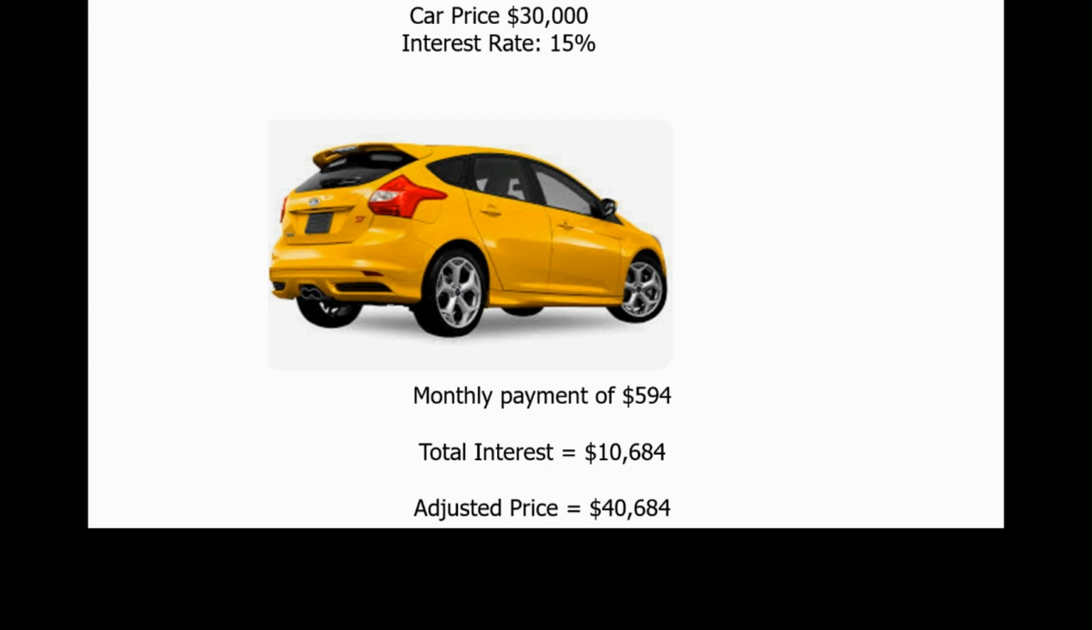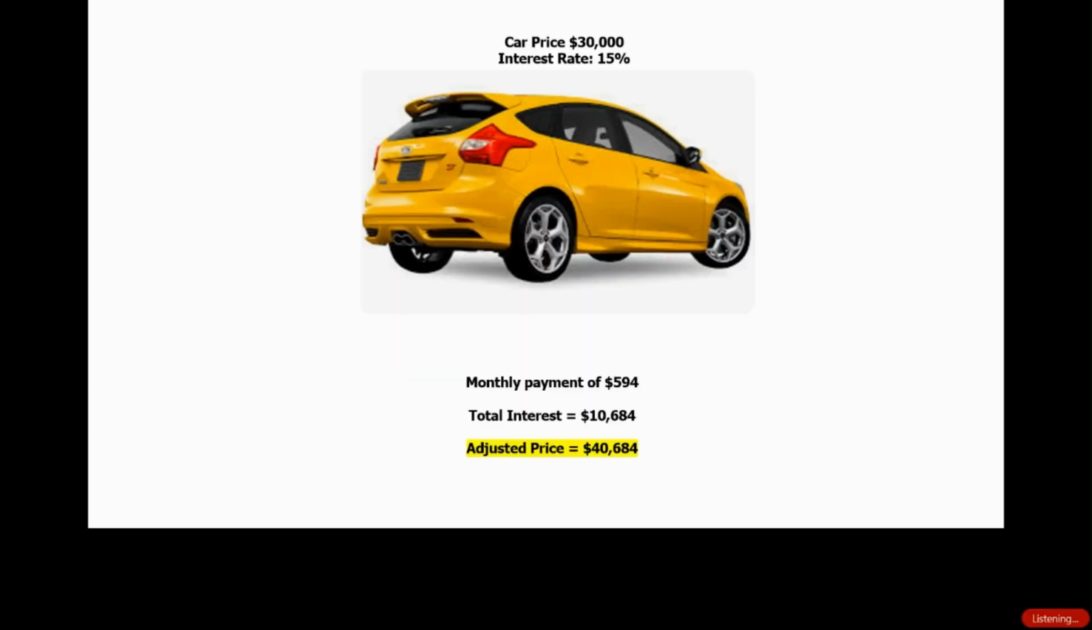Okay. Based off of that high interest rate, your monthly payment on that car for a 5-year loan would be $594 a month. And the total interest that you would be paying over that 5-year period would be $10,684. So the adjusted price on that car is not a $30,000 car, it's actually a $40,684. And so because the price was higher than what you valued that car at, $35,000, you don't want to buy it because it's too expensive, the monthly payment is too high.